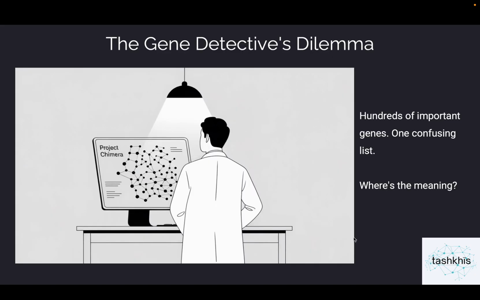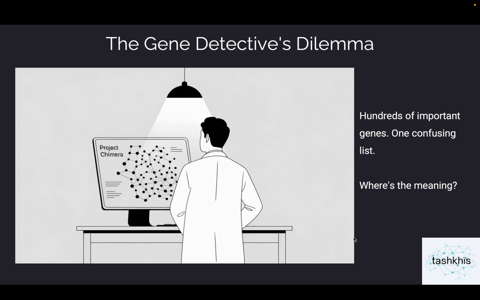Imagine you've just run a genetic experiment, maybe RNA sequencing on patients with a disease, and your computer spits out a list of hundreds of genes that look important. The problem? That list is long, messy, and overwhelming. What do you actually do with it? This is where scientists play detective.